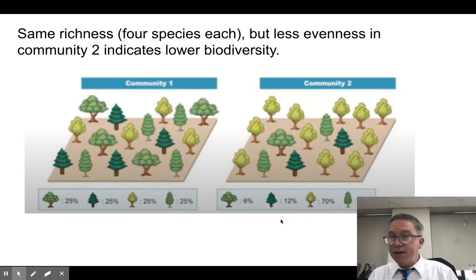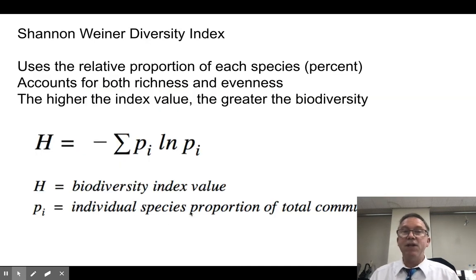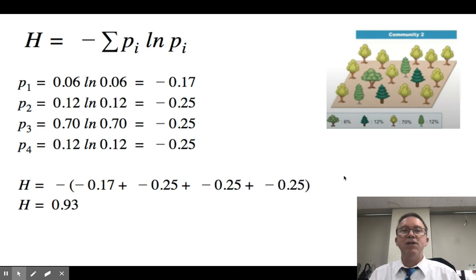But here, I'm going to get a different number because I'm going to say 0.06 times the natural log of 0.06, 0.12 times the natural log of 0.12, 0.7 times the natural log of 0.7, and 0.12 times the natural log of 0.12. And I'm going to get a smaller value for H here than I get here. And that's the value of the Shannon Wiener diversity index. And here's an example of working our way through this one here. If I work my way through this one, I get 0.17, 0.25, 0.25, kind of surprising that these all worked out to 0.25, but I get this value 0.93. If I did it for the other population, I get a higher number.